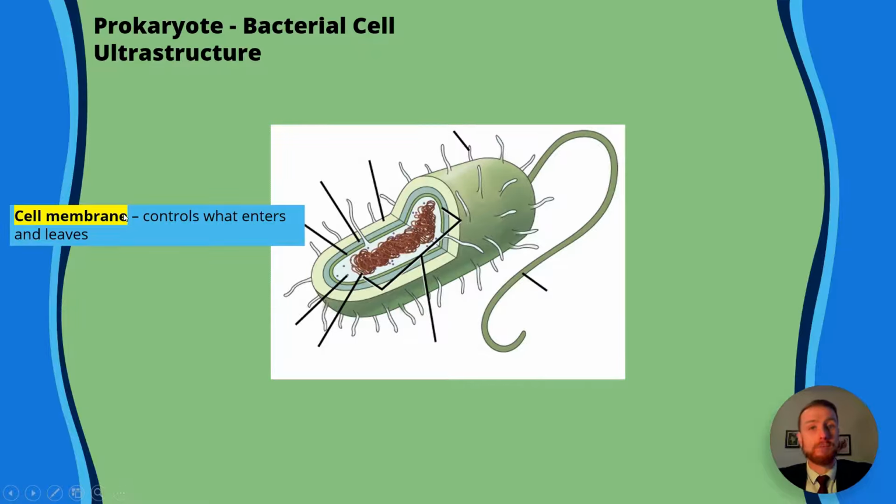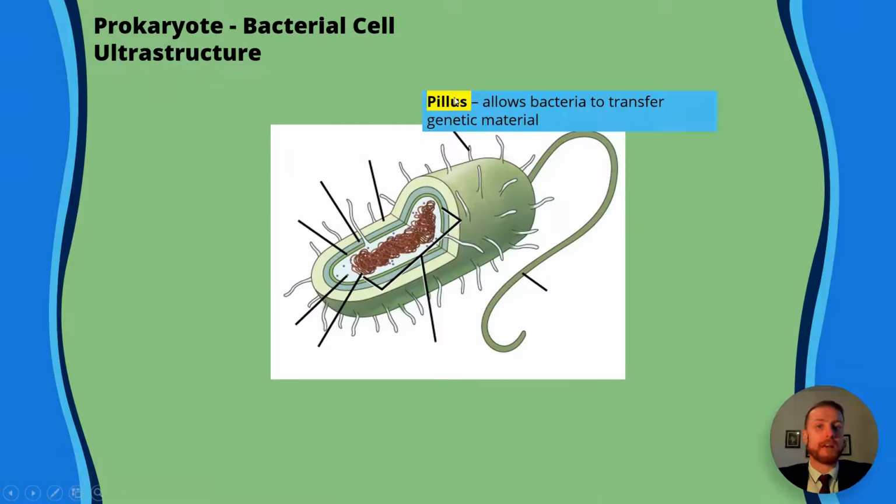We also have the cell membrane, again, similar to animal and plant cells. This is going to control what enters and leaves. We have the pilus or pili, which is the plural, and these are going to allow bacteria to transfer genetic material. They're tubes that bacteria can connect to each other with and transfer their genetic material.